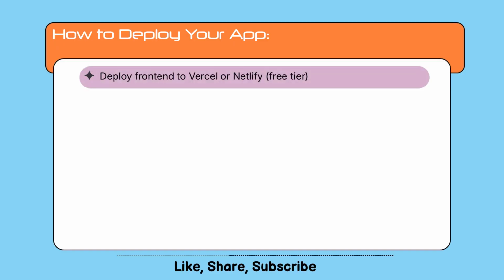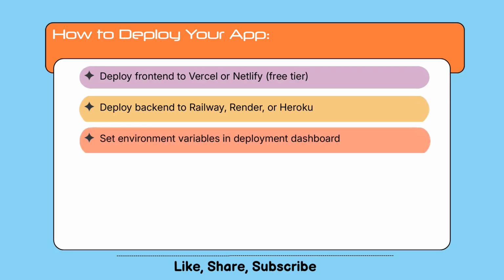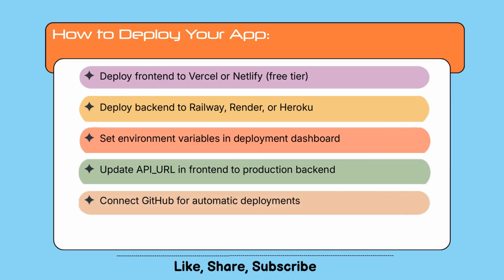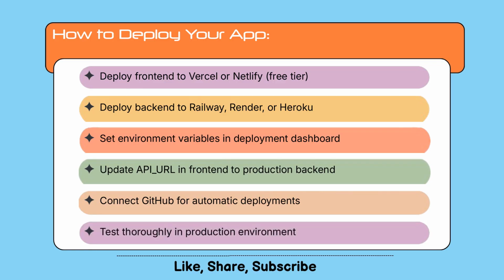How to deploy your app. Ready to share your creation with the world? Deploy the frontend to Vercel or Netlify, both offer free hosting and automatic deployments from GitHub. For the backend, use Railway, Render, or Heroku. Don't forget to set your environment variables in the deployment dashboard. Update your frontend API URL to point to your deployed backend. And boom, you've got a live AI video generator anyone can use.